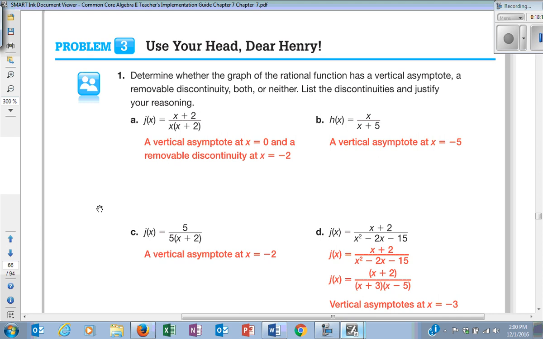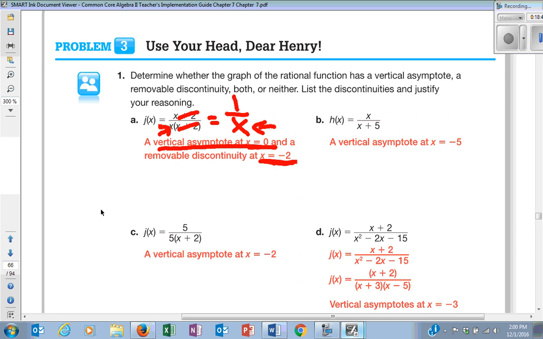All right, with this guy, all they want you to do is determine whether the graph has a vertical asymptote, removable discontinuity, neither or both. So right here, when you can cancel this out, that's a removable discontinuity at 2. That's what this one is. And then this turns into 1 over x. So there's still a vertical asymptote where x equals 0, because if you put in 0, it would make the denominator 0, which is a vertical asymptote.